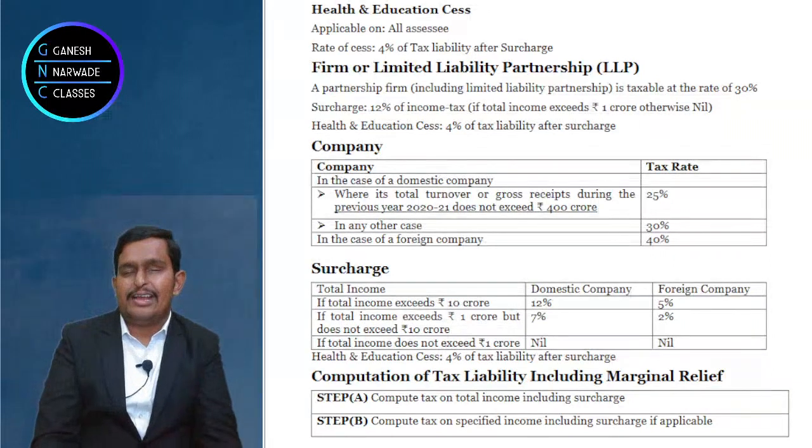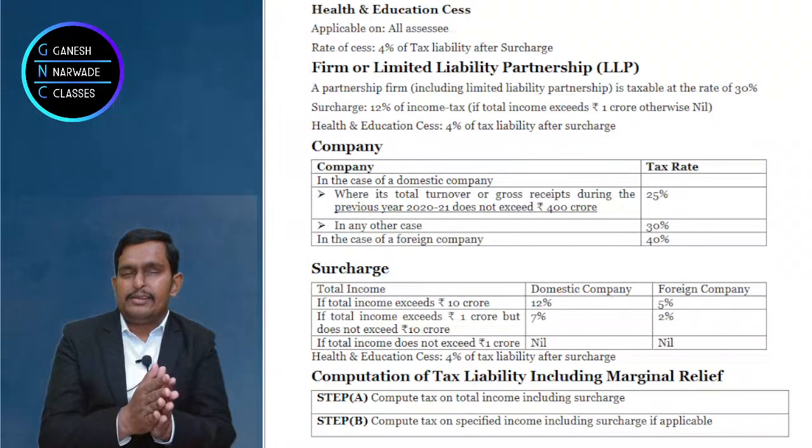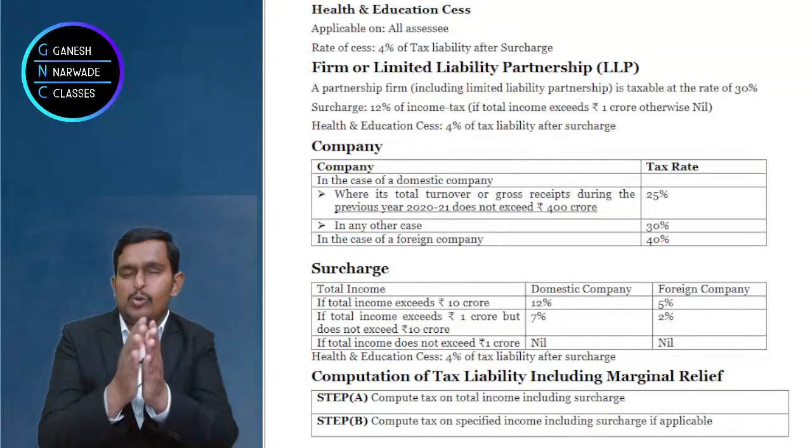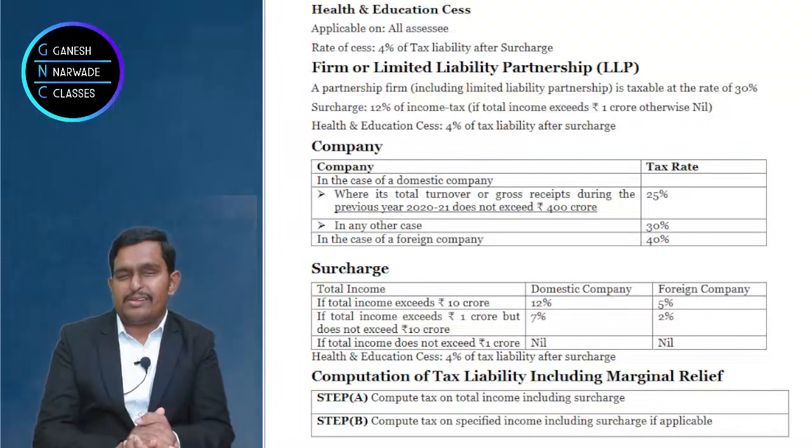And next thing I'll tell you, there is something called a company. Now we have Indian company and foreign company. Domestic company and foreign company. Now domestic company is again divided into two parts for tax purpose.